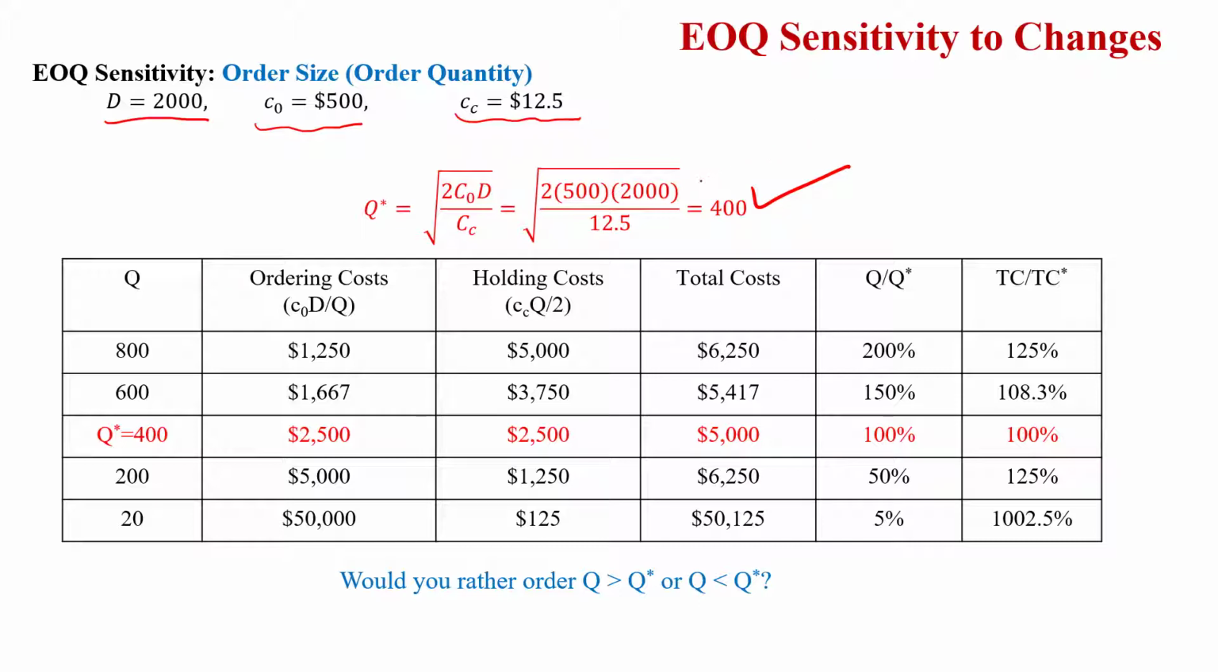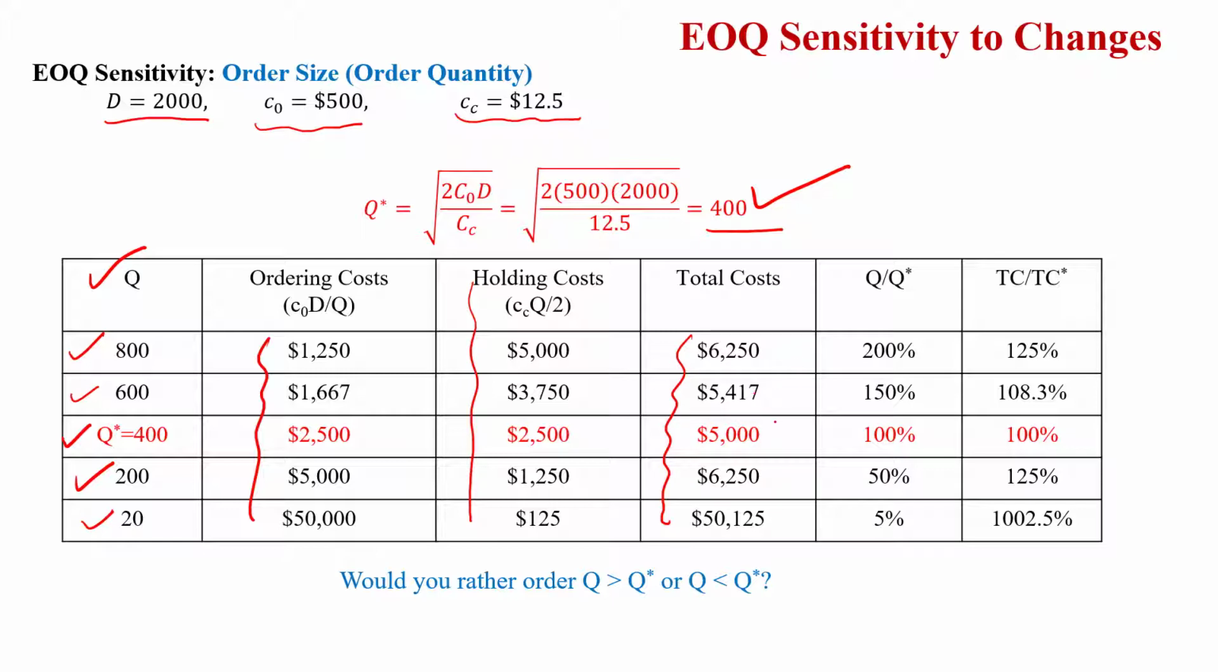Now, in order to perform the sensitivity analysis, we have listed down Q, the quantity which we may order. This is the optimum order quantity, which is 400. We consider ordering 200 more, or 400 more, almost double, or 200 less. Against every Q, we have calculated the ordering cost using C naught times D divided by Q. Similarly, we have calculated the holding cost. If we sum them, we get the total cost.